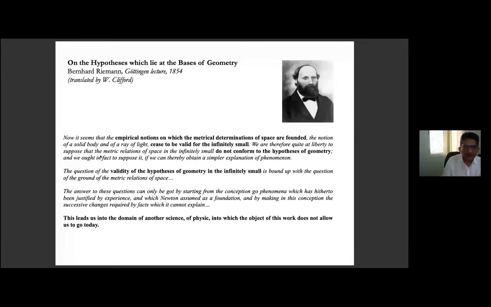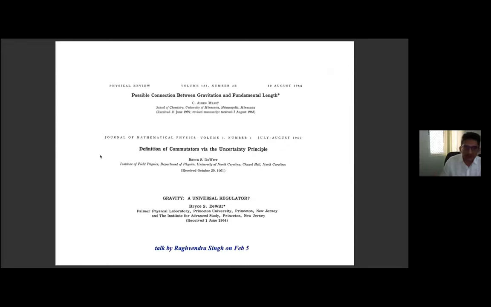So, and I like these quotes. This quote appeared in the paper by Riemann on the hypotheses which lie at the basis of geometry. I like some of the quotes here because he already indicated that the description of space in terms of the metric may not be the best way to do it when you're probing distances which are very small.